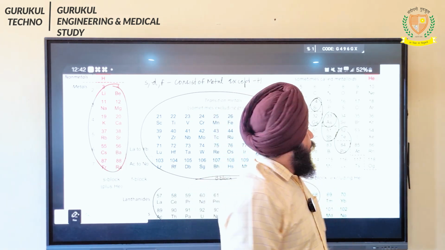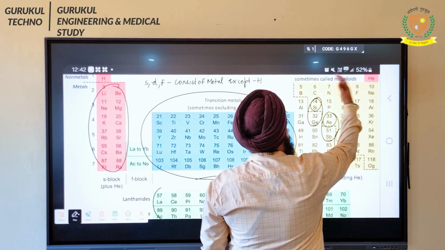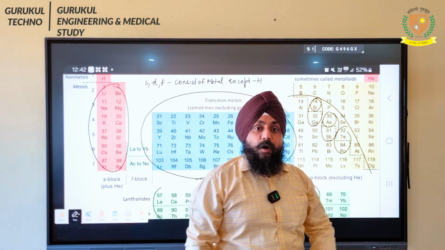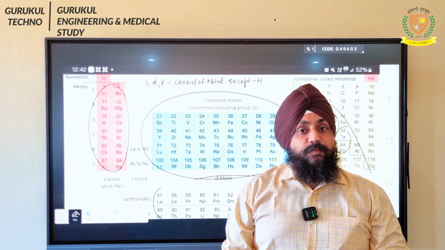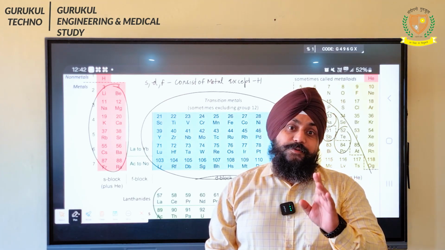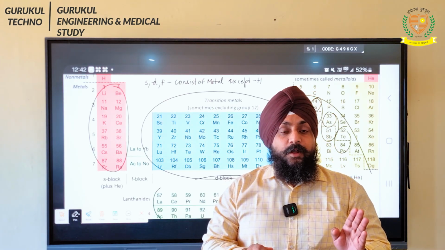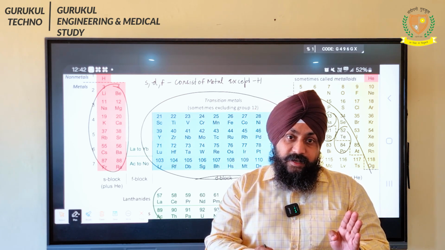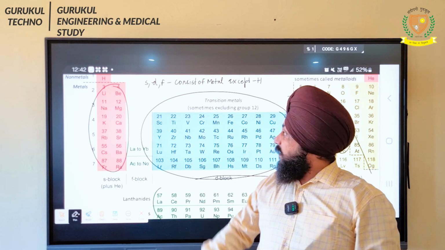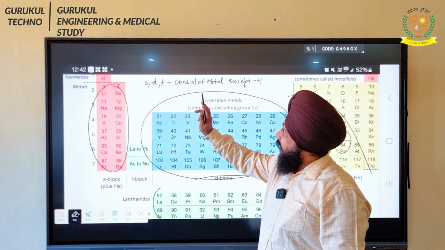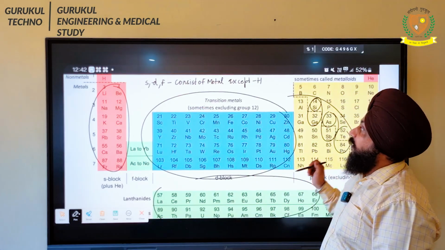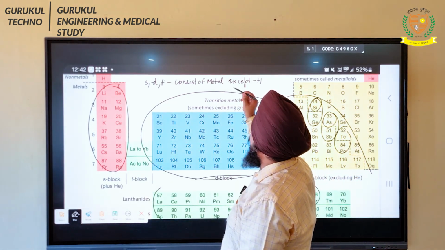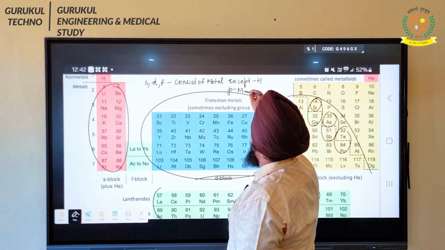Now students, this particular portion, the remaining part, is going to be all non-metals. So students, here we have learnt about position of metal, non-metal and metalloids in our periodic table. We say S, D and then F, and some of the P block elements consist of metal except hydrogen.